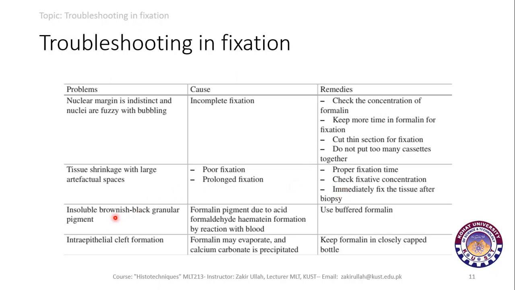Another problem is insoluble brownish granular pigment. This pigment is formed by formalin due to the production of formaldehyde hematin, and this formaldehyde hematin reacts with the blood. So, the solution to this issue is to use buffered formalin for fixation.